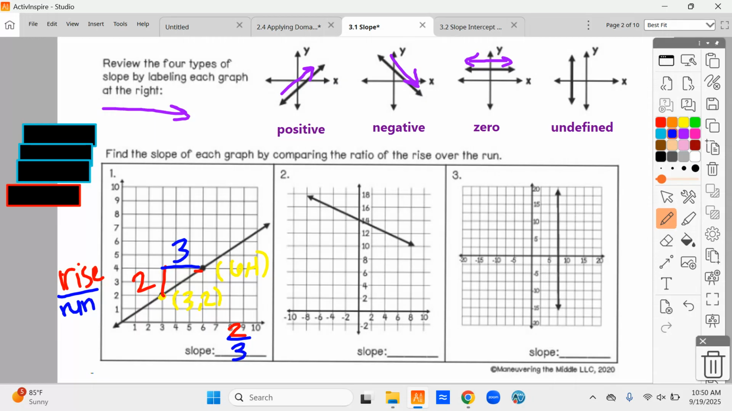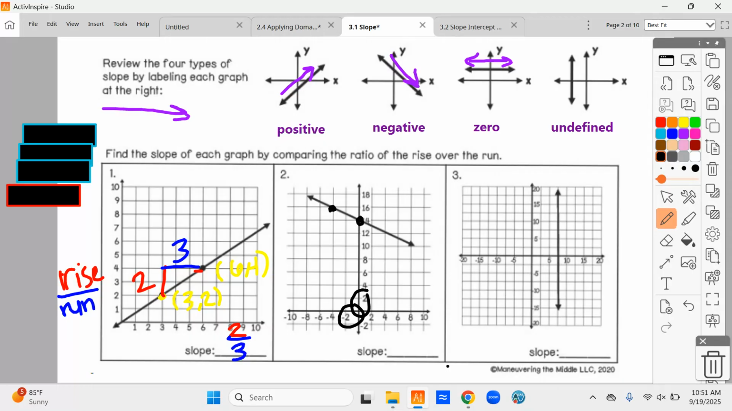Now, if I'm not given perfect points, I need to make perfect points. And what I mean is if you see a point that perfectly intersects on the coordinate grid, that would be considered a perfect point. So here are some two of my perfect points. I also need to be aware of my x and y axis. If they're jumping by the same amount, you can just count by ones. If they're jumping by different amounts, you need to be aware of that and make sure you're skip counting in order to calculate your rise and run.